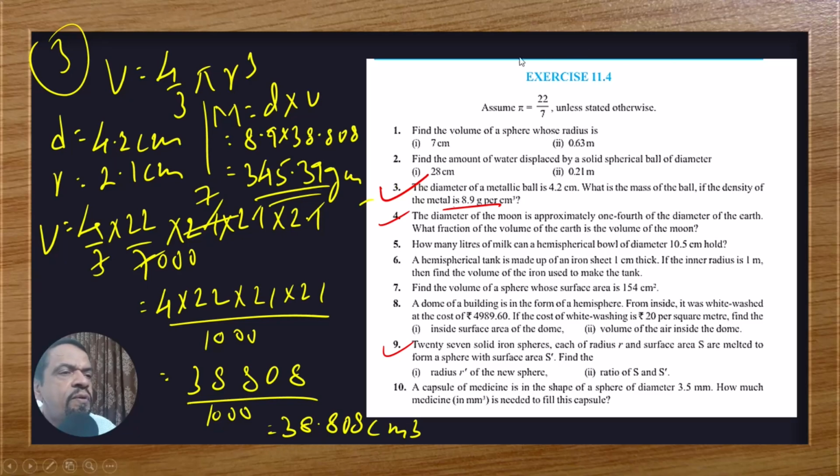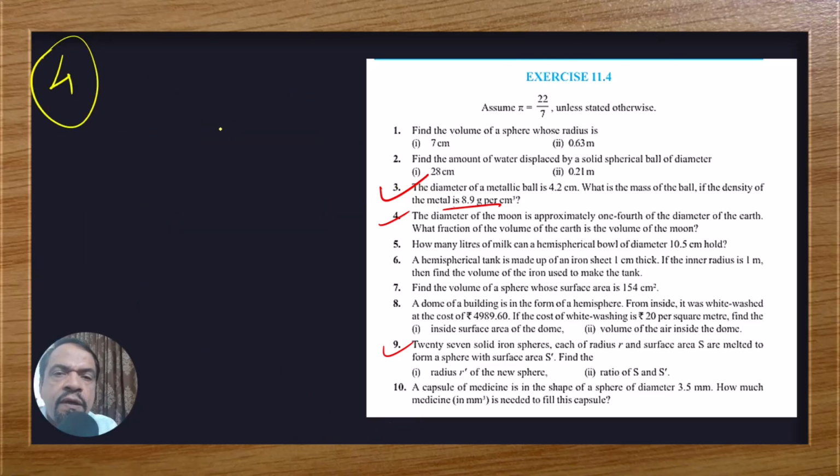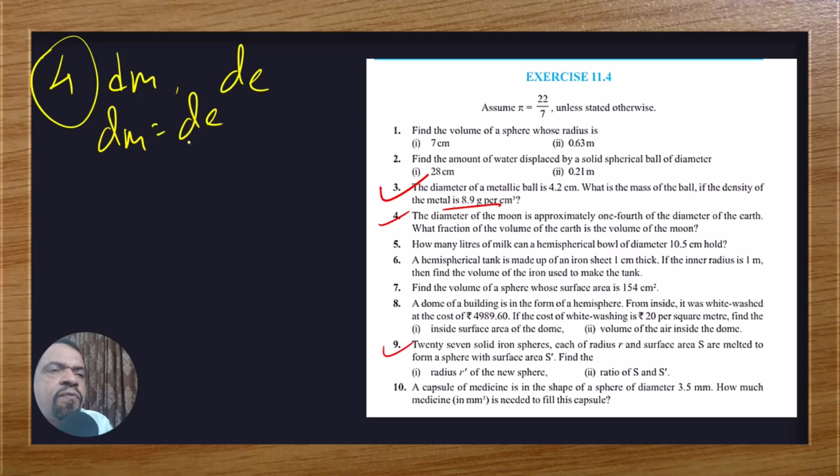Now let us see one more important question, number 4, a logical question. However, all exercise question solutions are uploaded, but we are doing again here some important logical questions. So question number 4: the diameter of the moon is approximately 1/4 of the diameter of the earth. Then we have to find the ratio. Simply, let Dm be the diameter of the moon and De the diameter of the earth. It is given Dm is 1/4 of De, the diameter of earth. So proportionally the radius will also be 1/4.